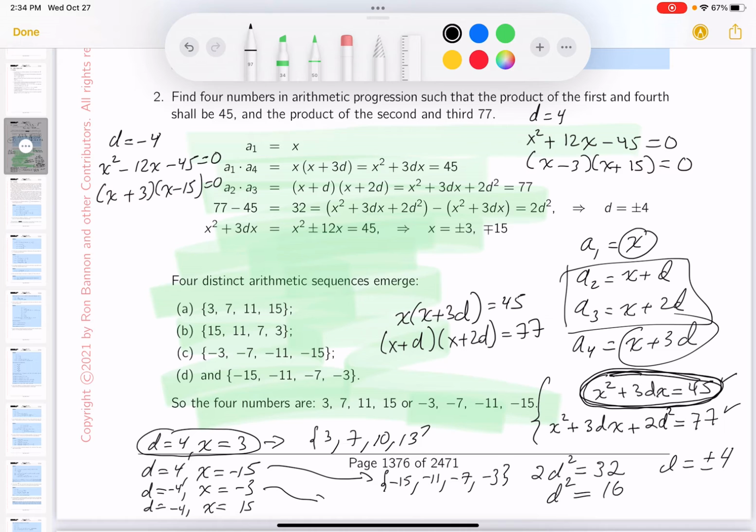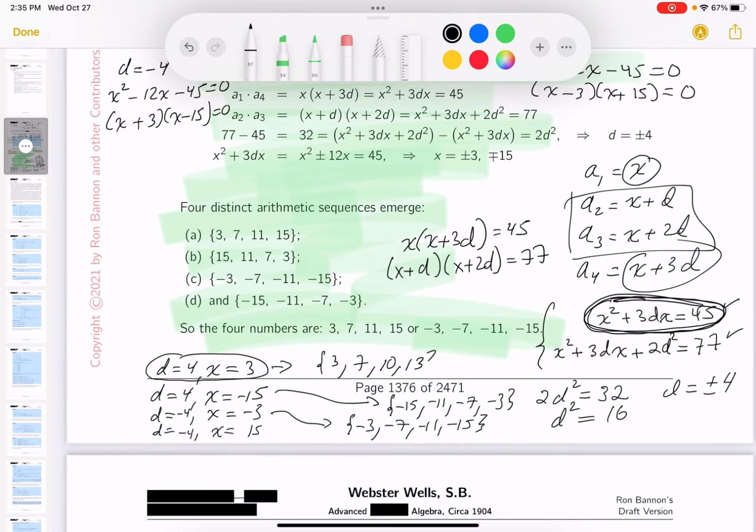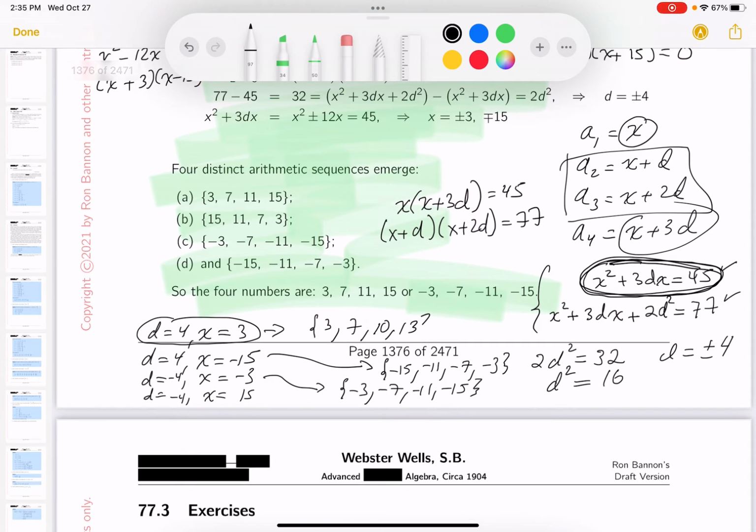Let's do this one. What do you get? Minus 3, minus 7, because I'm adding minus 4 on, minus 11, minus 15. Let's do the next one. What do you get there? I'm sorry, I looked at the wrong thing. 15, 11, and then what do you get? You're taking 4 off it, right? So 7, and 4 off, and that's 3.